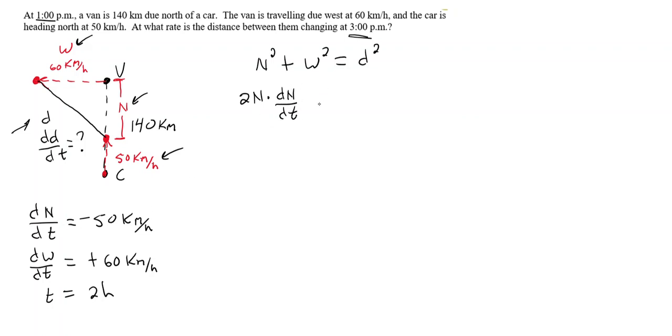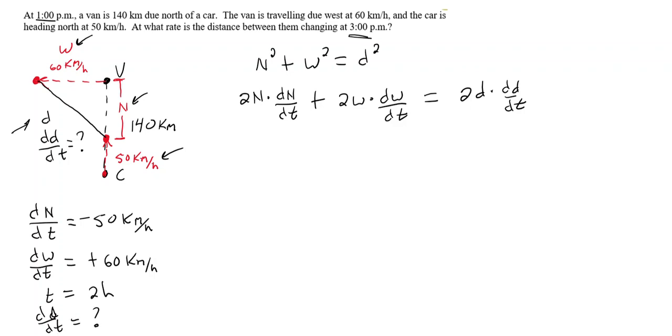That's looking good. Plus, and then this would be 2w, and then that's dw dt. Okay, we have that one too. That's a good sign. Is equal to, and then 2d times dd dt. Well, hey, that's the one we're after. So I guess I could have written that down here too. dd dt was the one we were after.